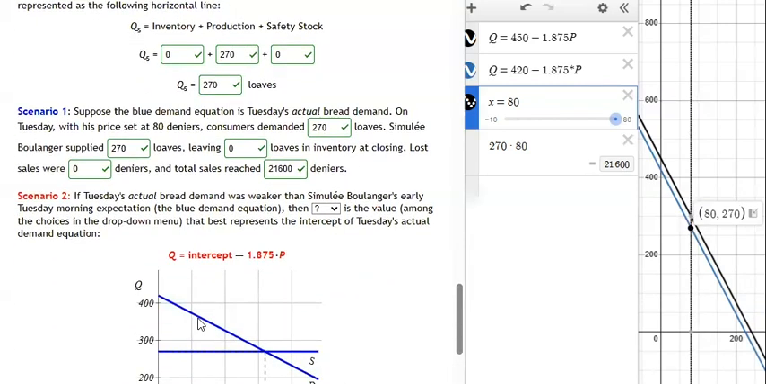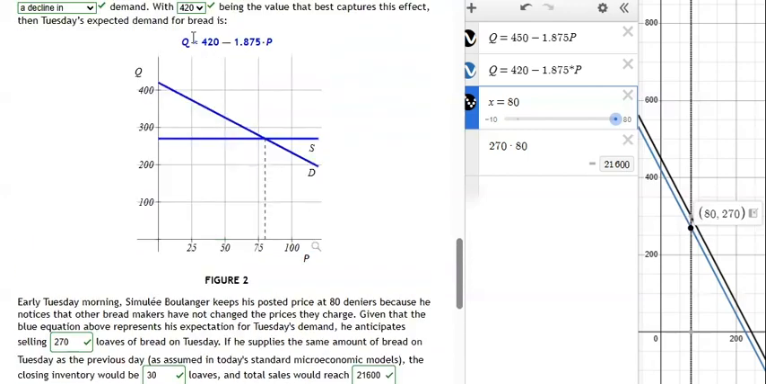This blue demand equation is Simule's early Tuesday morning expectation. There's a difference between what we expect demand to be that day and what it ends up being. So if Tuesday's actual bread demand was weaker than what he had expected, this blue line, a weaker demand means the intercept is actually even smaller than what it was up here. So this is what he expects demand to be. It ends up being actually weaker than that.